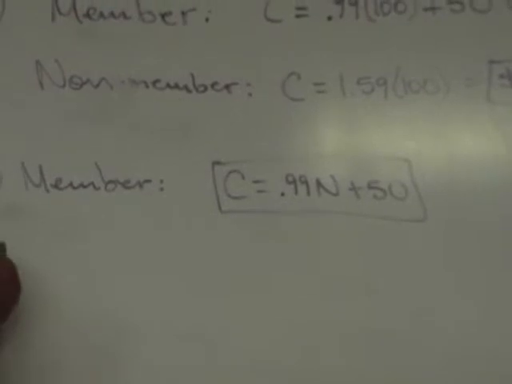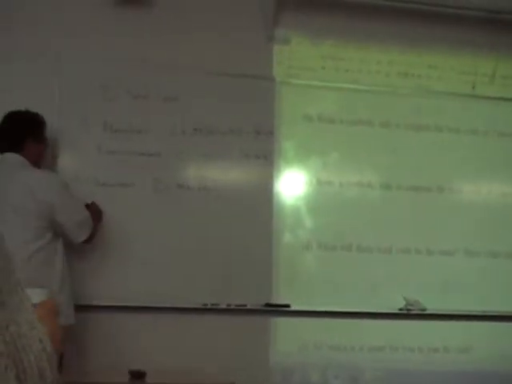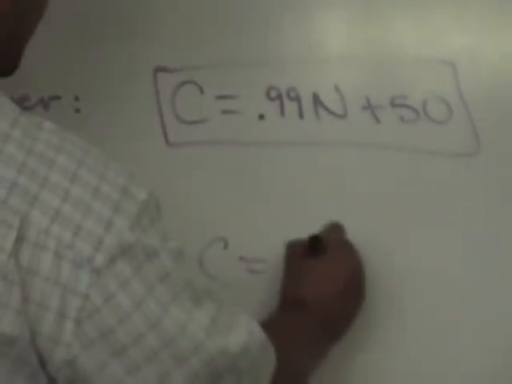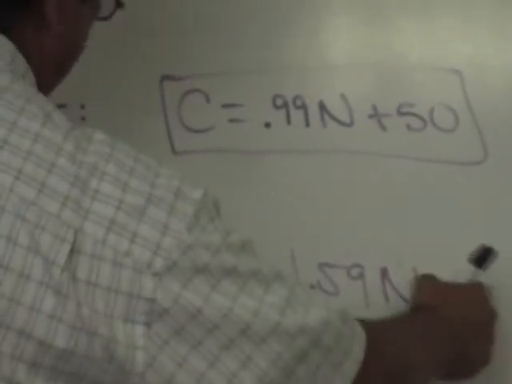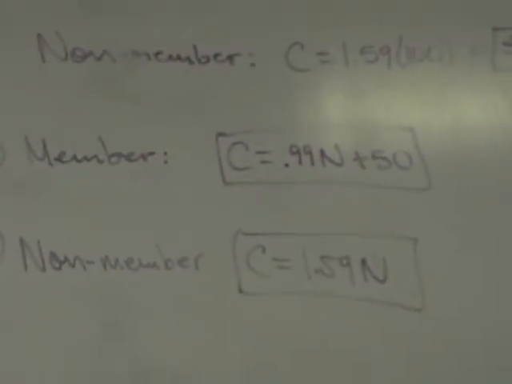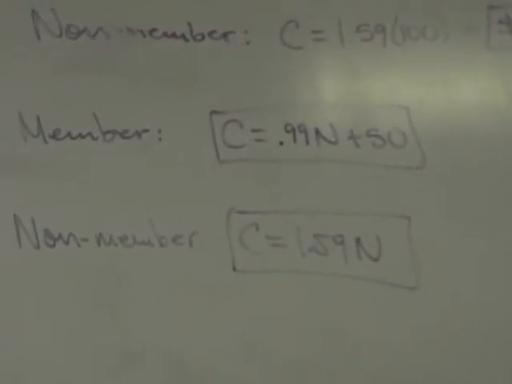Now part C, if we scroll down a little bit here, you're supposed to write a symbolic rule for buying N liters if you're a non-member. C equals 1.59 times N. Anything else? Nope. We don't add any flat fee of any kind. That's it. So those are your two rules, the two formulas that you can use to compute the price for any number of liters now for members and non-members.